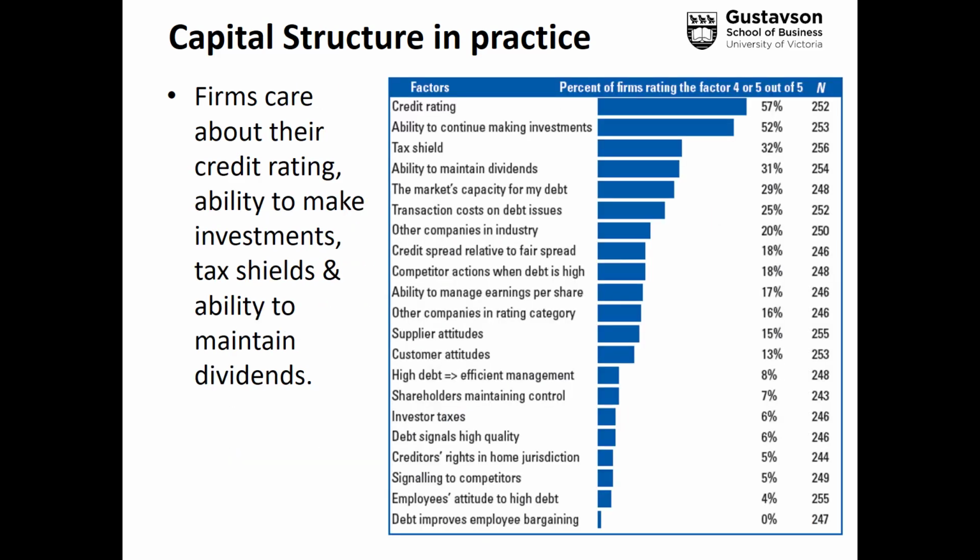Let's take a look at surveys that were done in Canada of how companies choose their capital structure. We see that companies do tend to focus on their credit rating, which is implicitly a measure of their debt to equity. They want to continue to make investments. They want to take the benefit of the tax shields by having debt, but they also want to avoid cutting their dividends and be able to maintain a stable dividend.